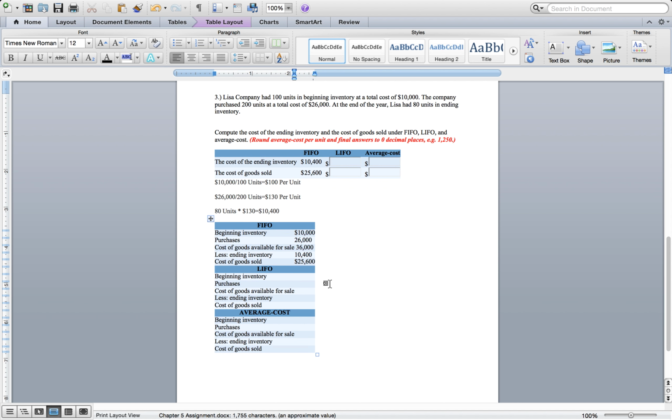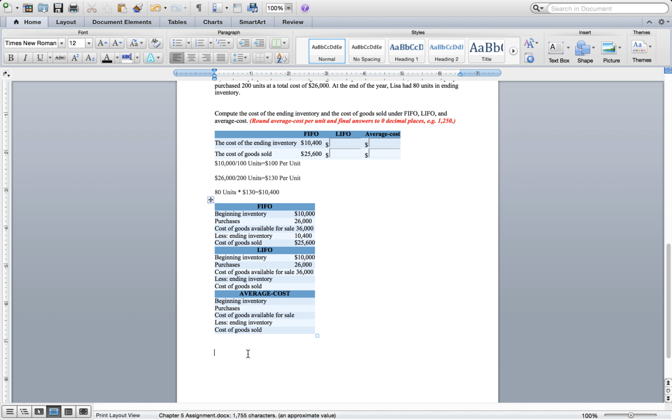Right, now the next one, LIFO, last in, first out. Now, beginning inventory, that's going to be the same for all of them. So that's going to be $10,000. Purchases, that's also the same, $26,000. And my cost of goods available, still the same, $36,000. Now, here's a little bit different. To get my ending inventory costs, again, it's not going to change. It still needs to be for 80 units.